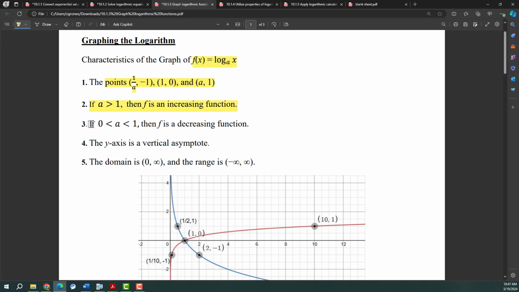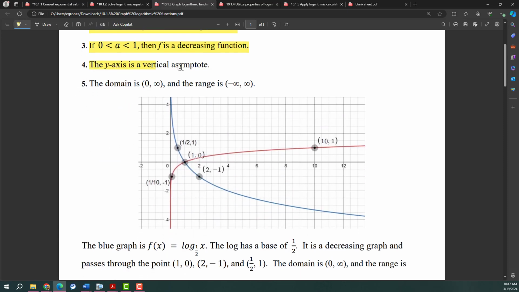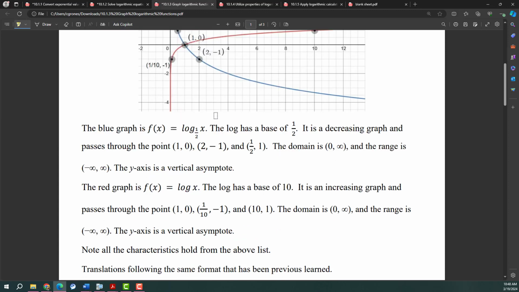Let me highlight these. It says the y-axis is a vertical asymptote. Remember, your asymptote is what your lines are merging to. Each of these lines in this graph is merging towards the y-axis, which is our vertical line right here. It tells us that the domain is 0 to infinity, and the range is -infinity to infinity. It tells us what the blue graph is, and the red graph.